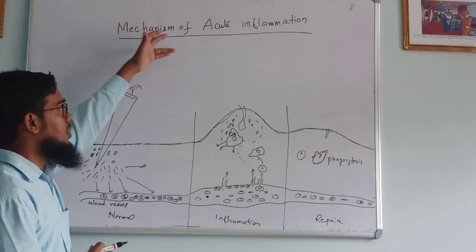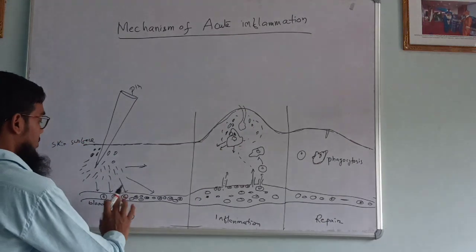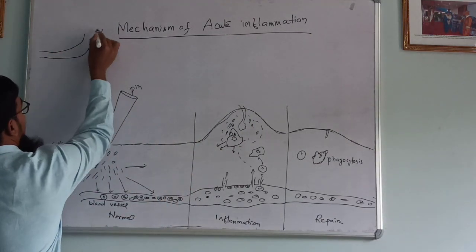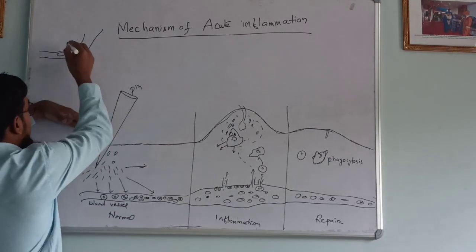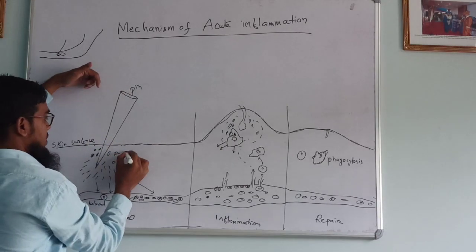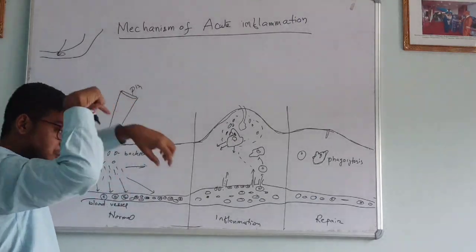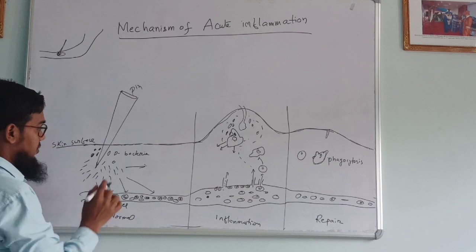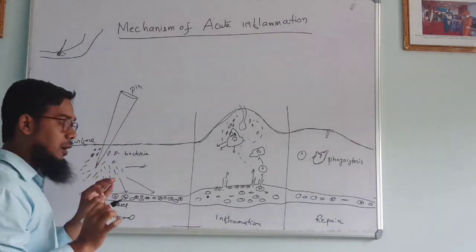How does acute inflammation occur? For example, this is the surface of our hand, this skin surface. Here, any pin with some bacteria, suppose this is a bacteria, or any pin causing an injury to our skin surface. So after the injury, what will happen?